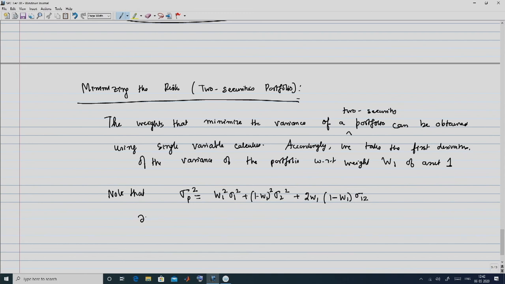So, now I take the partial derivative of this with respect to W1. Actually, I can just take the ordinary derivative since it is a function of a single variable now. So, dσp² by dW1 is going to be d/dW1 of W1² σ1² plus (1 − W1)² σ2² plus 2 W1 (1 − W1) σ12.